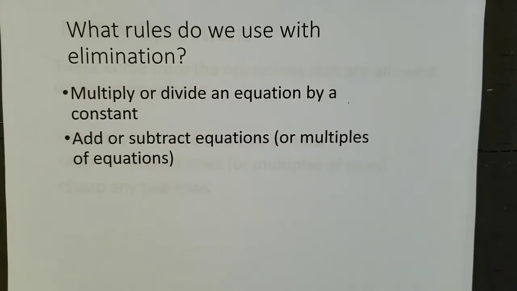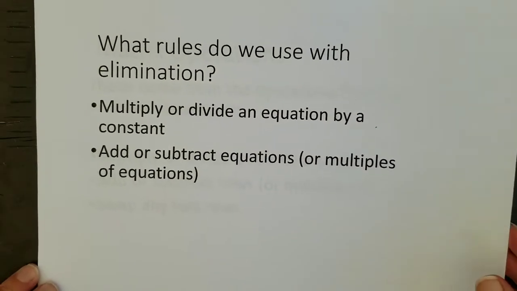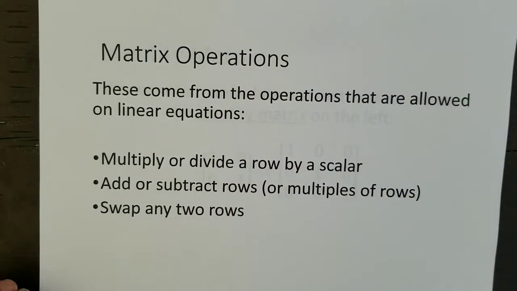So we know with elimination we can multiply or divide an equation by a constant, and we can add or subtract equations or multiples of equations. So that's really all we did there, right? We multiplied equations to get common coefficients, then we added or subtracted those equations, and then we multiplied or divided equations again to get a coefficient of 1 where we had a solution for either variable. And that's what we're going to do with matrices.